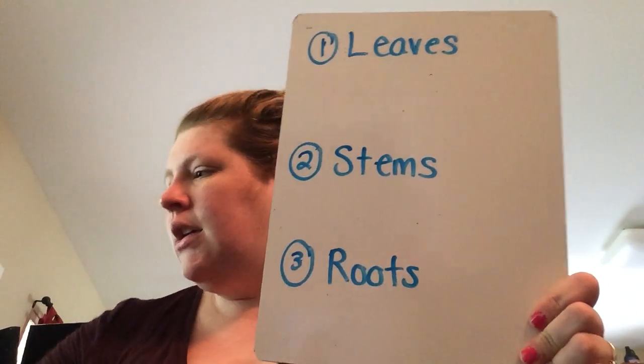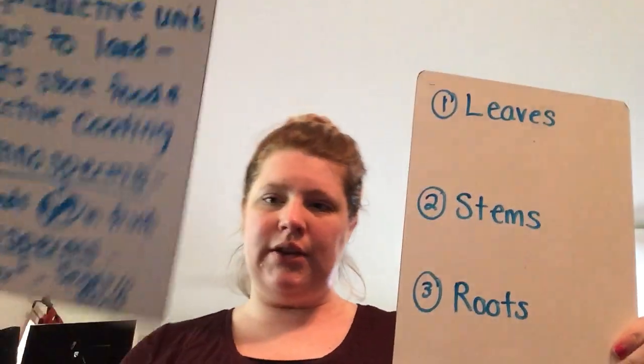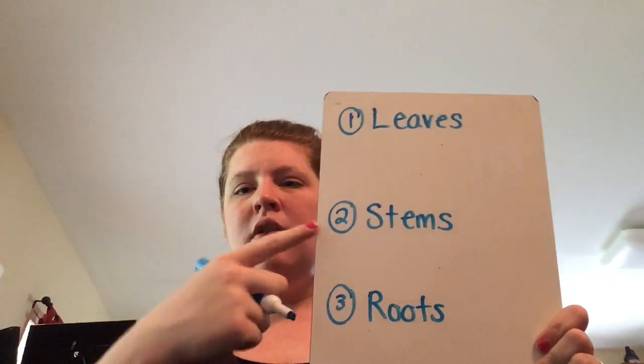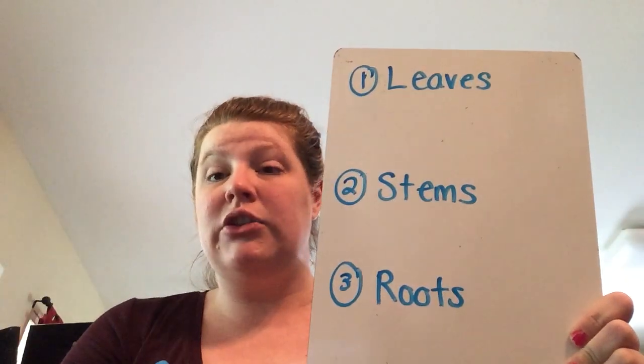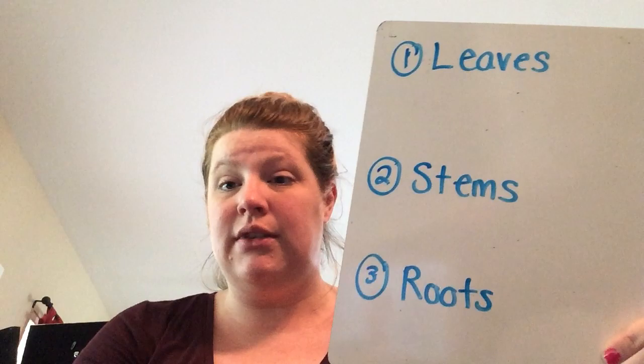There are three things that a vascular seed plant will have. This is another identification. They have leaves, stems, and roots. There you go. Okay, so we have the two types, and now three pieces of evidence that show, hey, that is a seed plant, vascular.